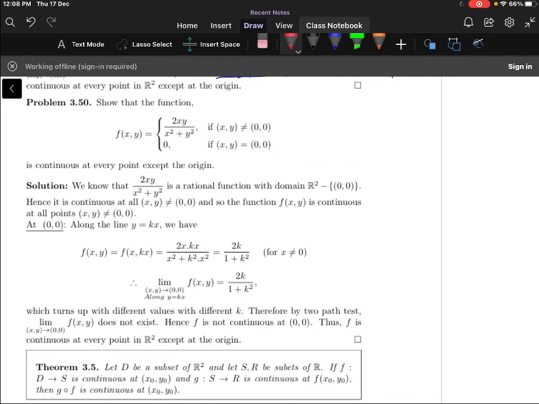Take another example. Show that the function f of x comma y is equal to 2xy by x square plus y square if x comma y is not equal to 0 comma 0, and if x comma y is equal to 0 comma 0, the function is 0. This function is continuous everywhere except at the origin. This problem is similar to the previous problem. One can try this.